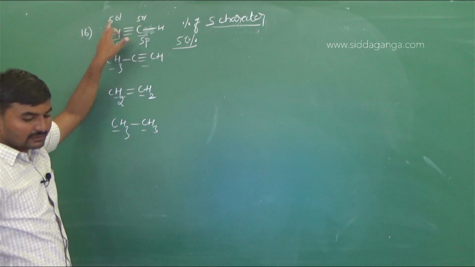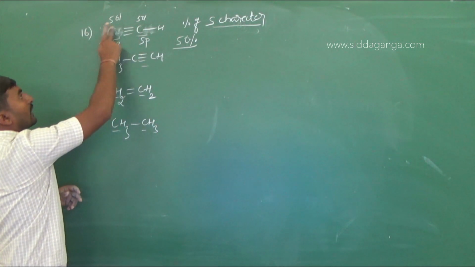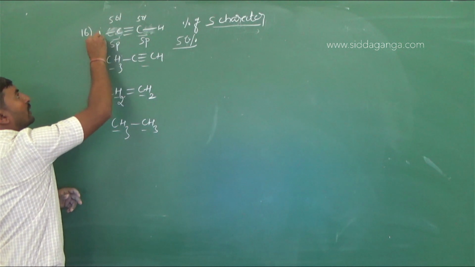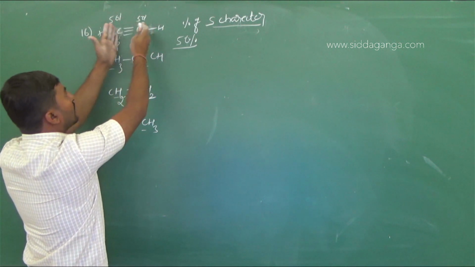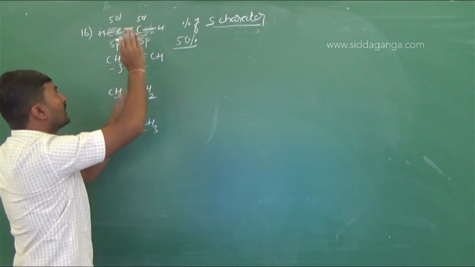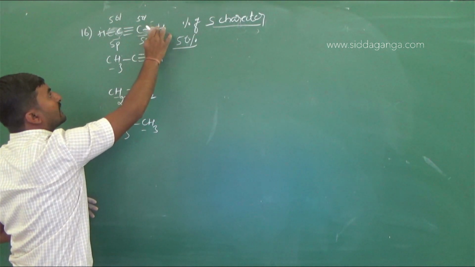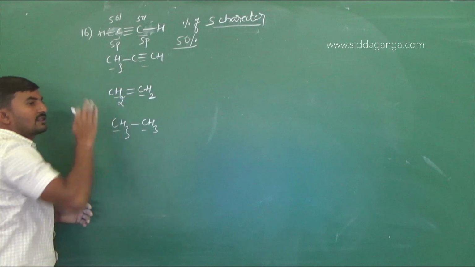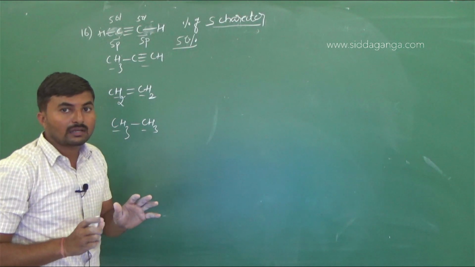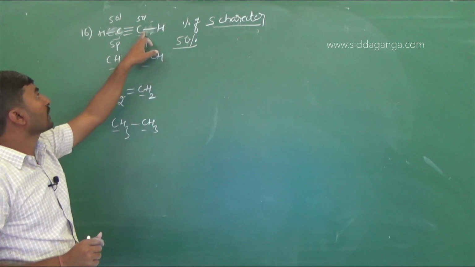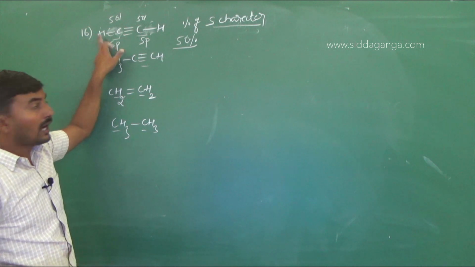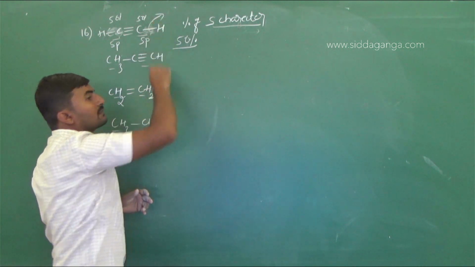Electronegativity increase means these two carbon atoms are very close to each other. They are moving towards the nucleus. Thereby the bond strength of this C and H and this C and H is going to be decreased. There will be a lesser bond strength with respect to these two bonds. Then the release of proton becomes easy.